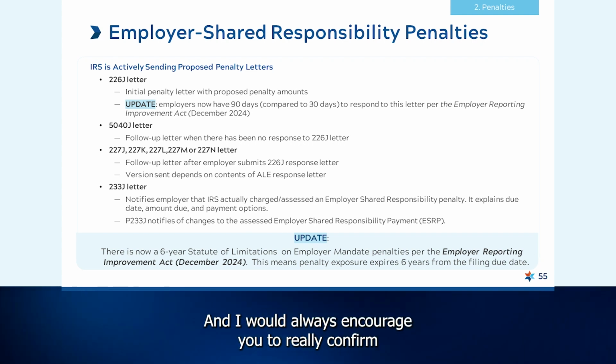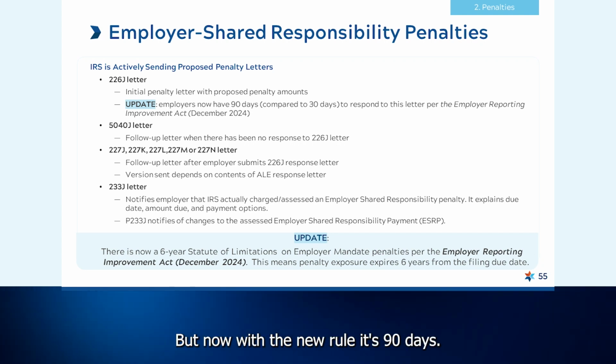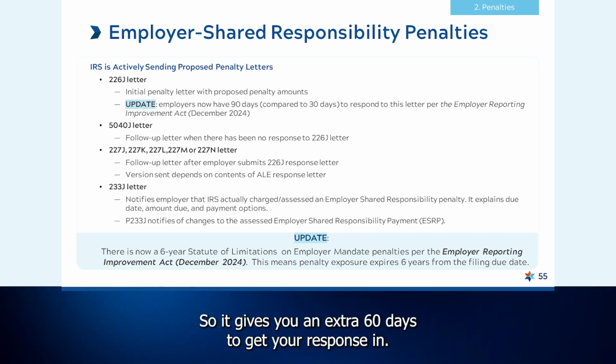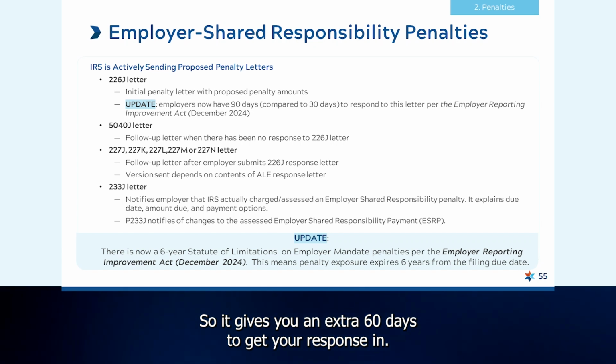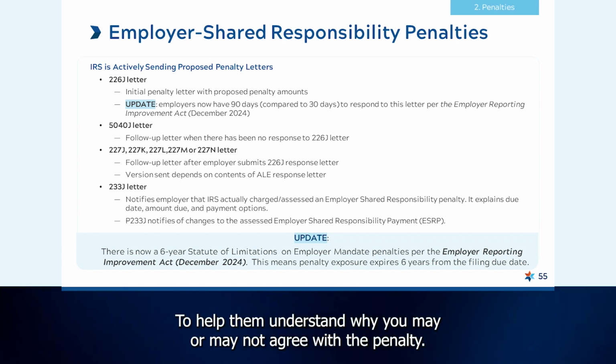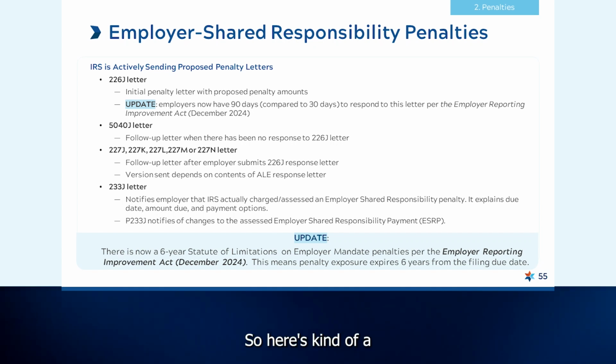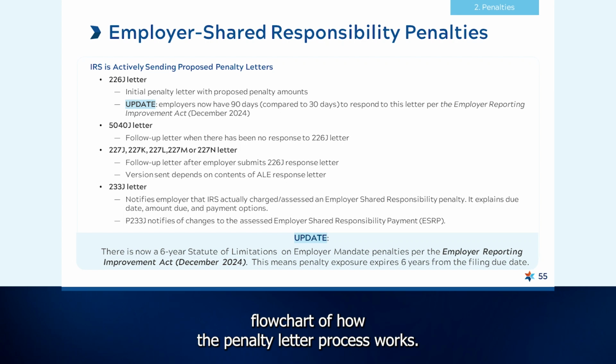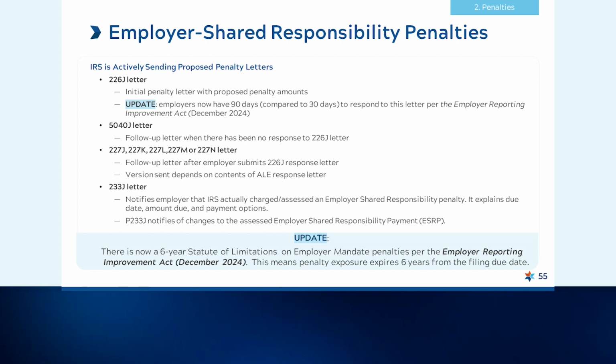Frankly, they're actually quite good to work with, but technically they could. And I would always encourage you to really make sure you respond inside that window. But now with the new rule, it's 90 days. So it gives you an extra 60 days to get your response in to help them understand why you may or may not agree with the penalty. So here's kind of a flow chart of how the penalty letter process works.